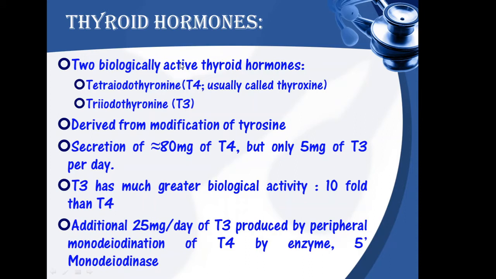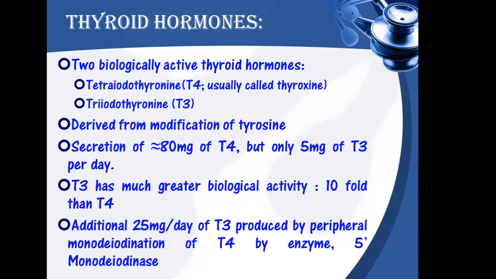There are two biologically active thyroid hormones, tetraiodothyronine, that is T4, and triiodothyronine, that is T3. T4 is usually called thyroxine. Thyroid hormones are derived from the modification of the tyrosine amino acid, and the secretion is at a rate of 80 milligram of T4, but only 5 milligram of T3 per day. That means you need more of T4, less of T3.